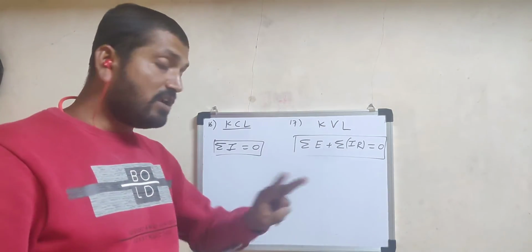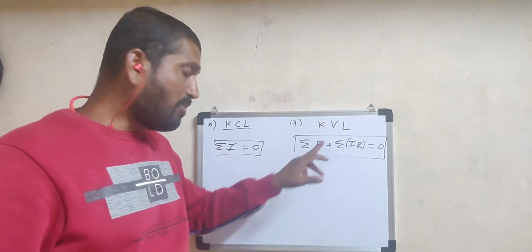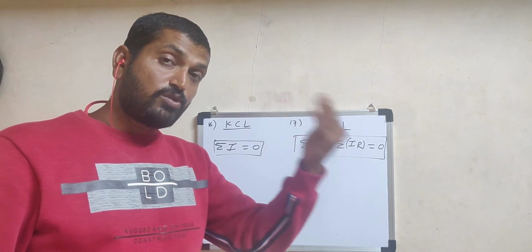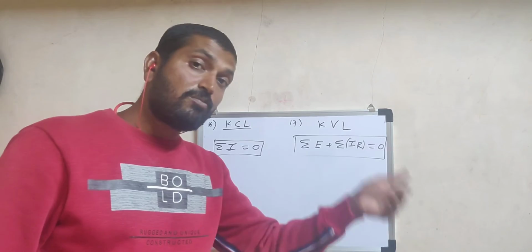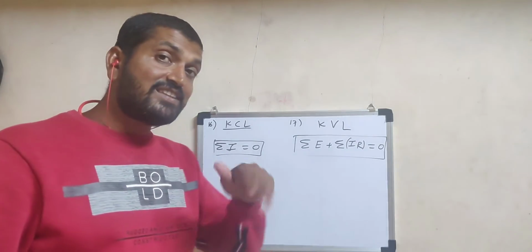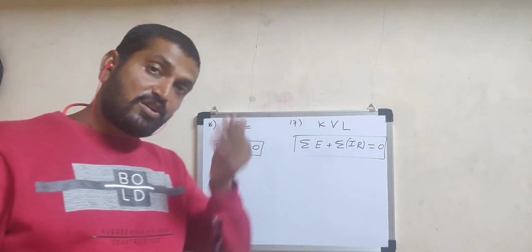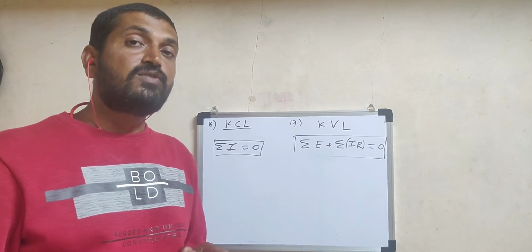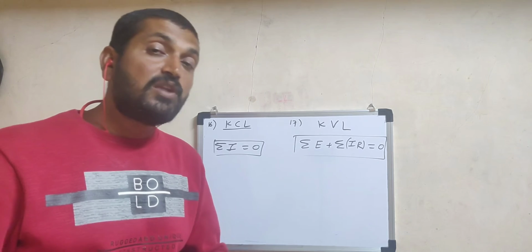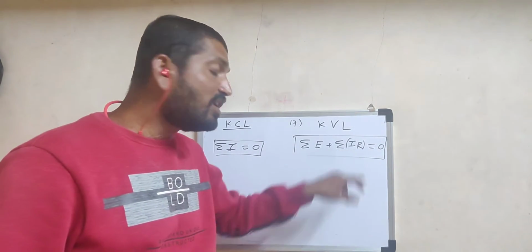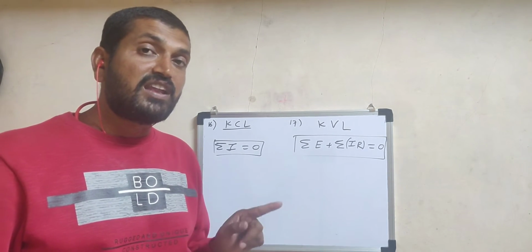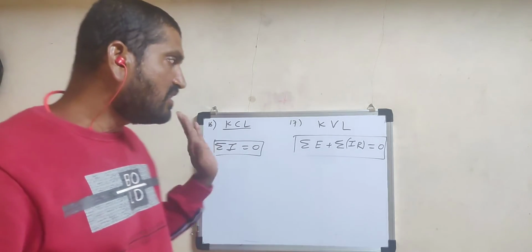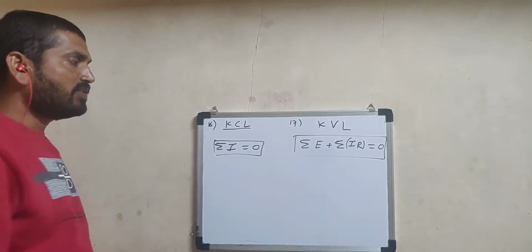And to apply KVL, there is also a sign convention. EMF of a cell or battery is taken as positive when we are traveling through that loop, moving from the negative side to the positive side. EMF of a cell is taken as negative while going from the positive side to the negative side. Similarly, in the product IR, current is positive when it is in the direction opposite to that in which the loop is considered. And when is it negative? When it is flowing in the direction of the loop. If loop direction and current direction are the same, then it is negative. Is it clear? So this is the part related with KCL and KVL.